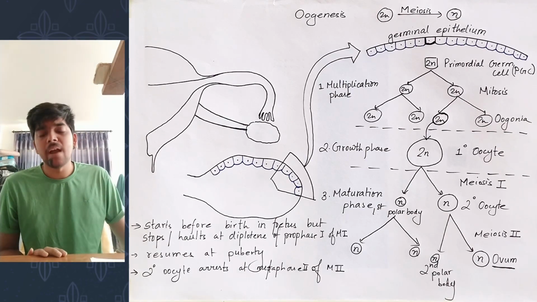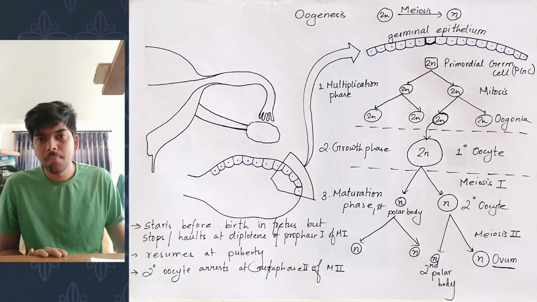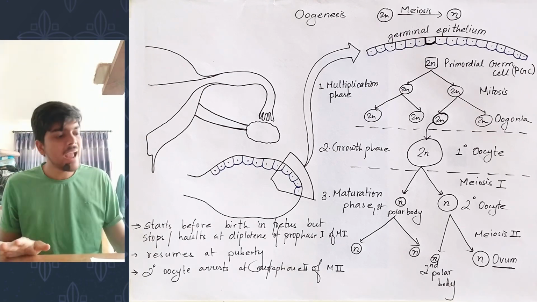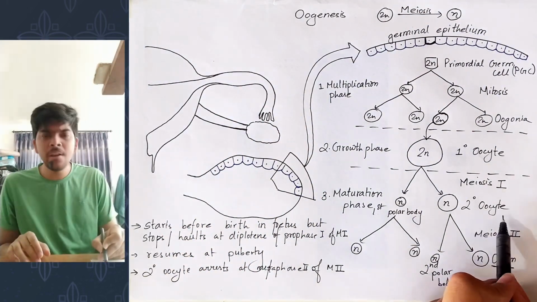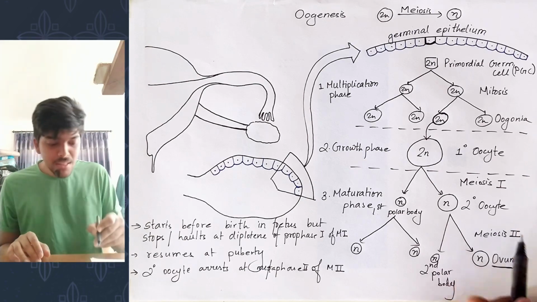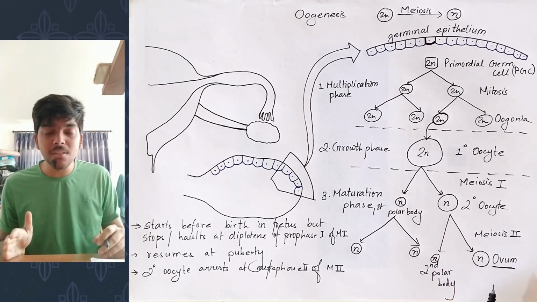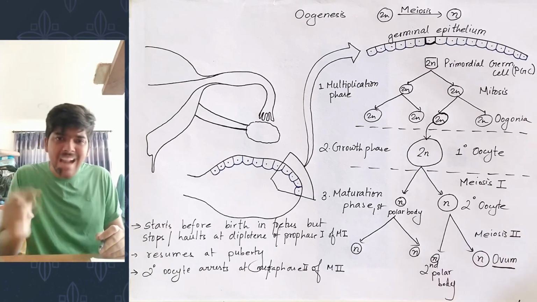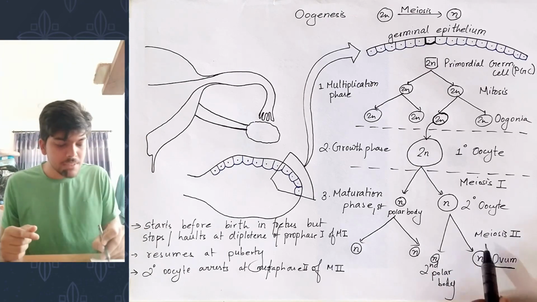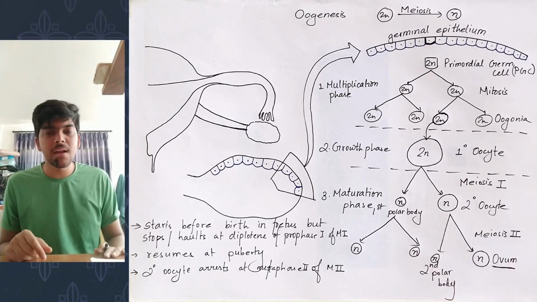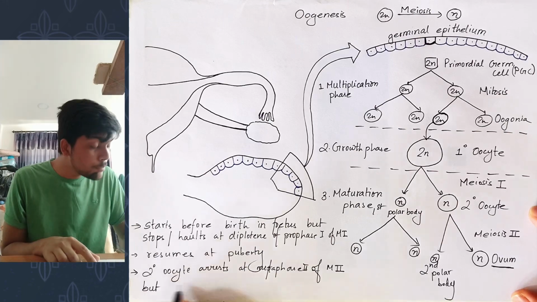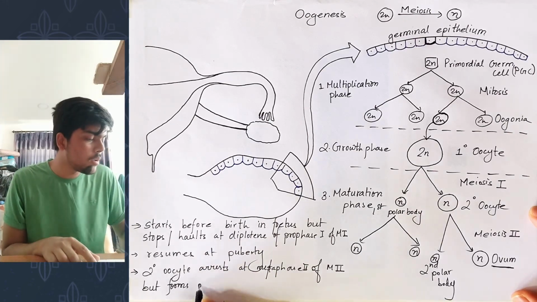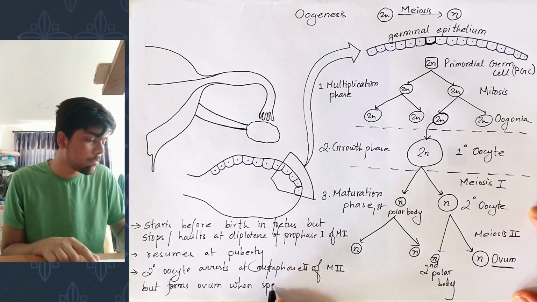If the secondary oocyte does not receive any sperm, it simply degenerates and gets absorbed by the wall of the uterus. But if the secondary oocyte detects a sperm, the process of meiosis 2 resumes and the secondary oocyte rapidly, immediately completes meiosis 2 to form an ovum so that it can get fertilized by the sperm. So it forms ovum or forms egg when sperm is detected.